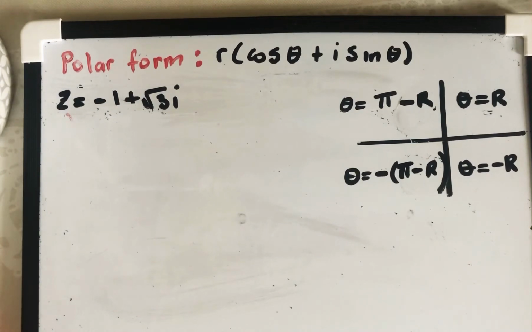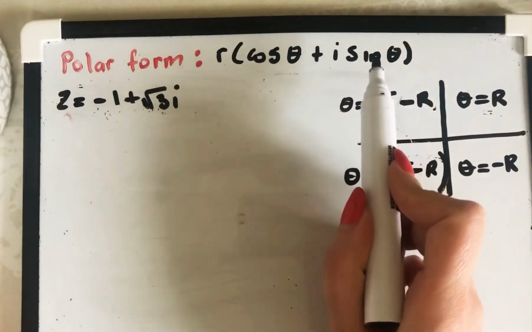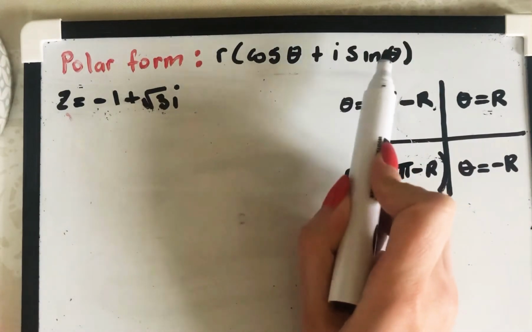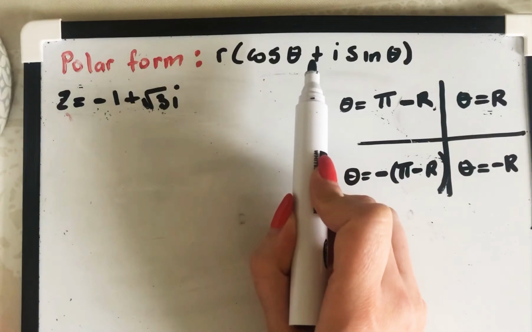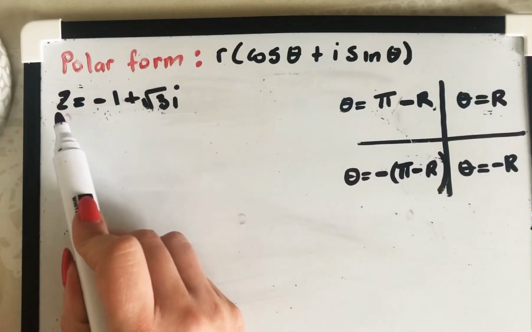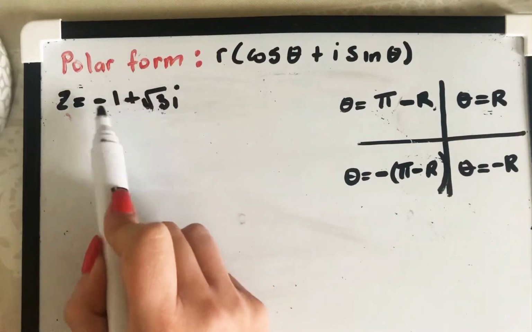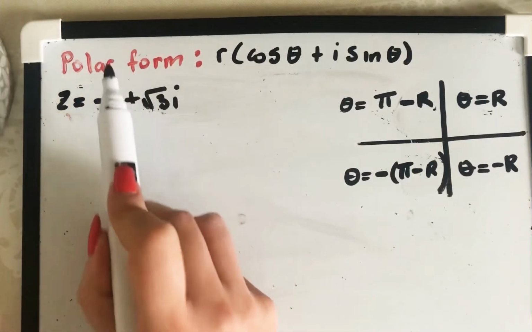R cos theta plus i sine theta is our equation for polar form, where R is the modulus and theta is the angle, and that would have been done in video 1. So today in our question we're looking at z is equal to -1 plus root 3i, and we want to put this from rectangular form into polar form.